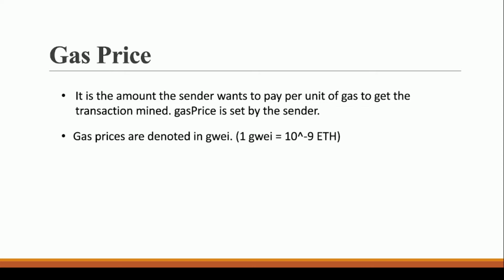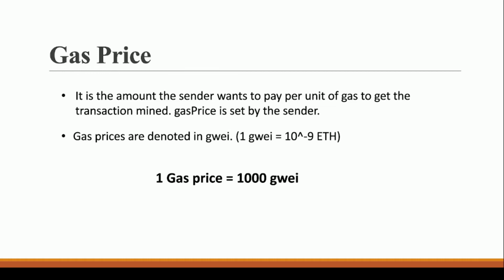And before moving further, let me tell you this also, that gas prices are denoted in Gwei, and 1 Gwei is equal to 10 to the power minus 9 ether. So this is a unit of ether. Just like we have 1 kg is equal to 1000 gram, 1 meter is equal to 100 centimeter. In the same way, in 1 Gwei, we have 10 to the power minus 9 ether. So remember that. Your gas price can be 10 Gwei, 100 Gwei, or it can be 1000 Gwei, whatever you decide. So it totally depends on you whether you want your gas price as 10 Gwei, 100 Gwei, or 1000 Gwei.